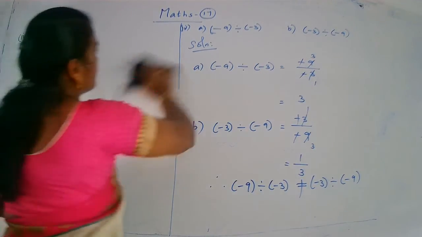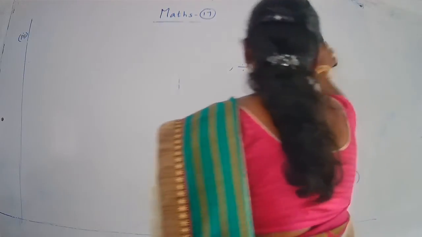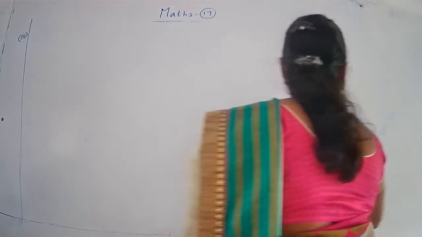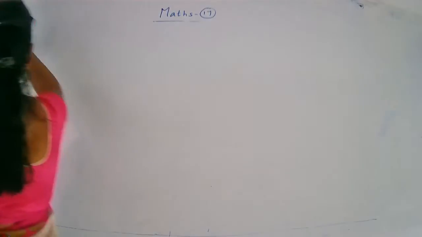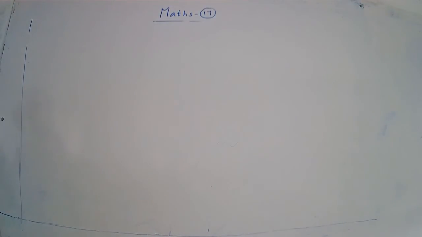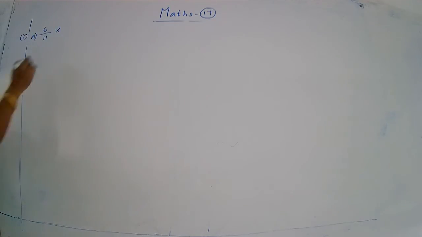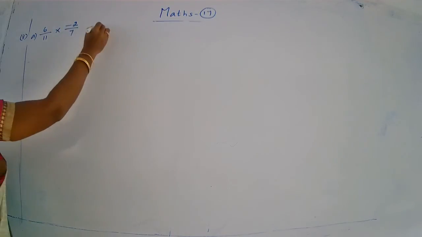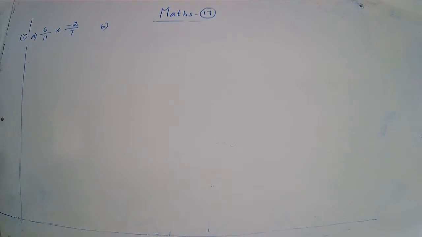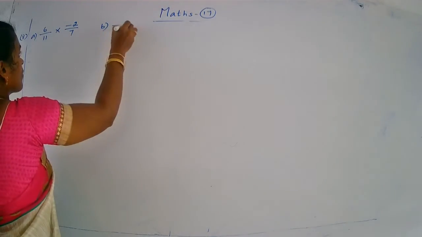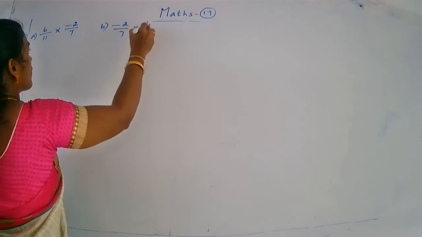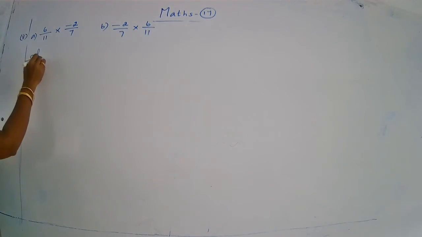Here is 6, but down 7 and 11 are there. Okay, that is impossible. Yes, children. So we do multiplication. In multiplication we multiply numerator by numerator. So 6 into minus 2, plus into minus is minus. 6 2s are 12 upon 11 7s are 77. So your answer is minus 12 upon 77. So A part value is minus 12 upon 77.